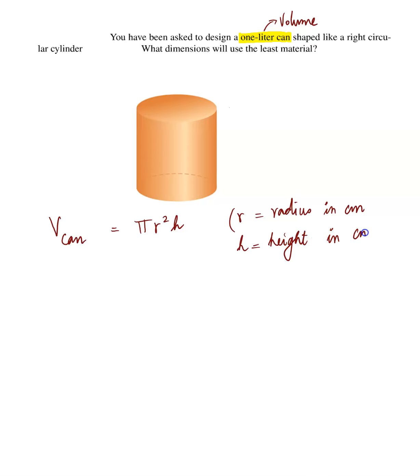Height in centimeters. So what we do now have is that this volume is 1 liter. We know that 1 liter is 1000 cubic centimeters, so you can set this as 1000 cubic centimeters. All right, so we got that. That's your volume. That's what is given to us.